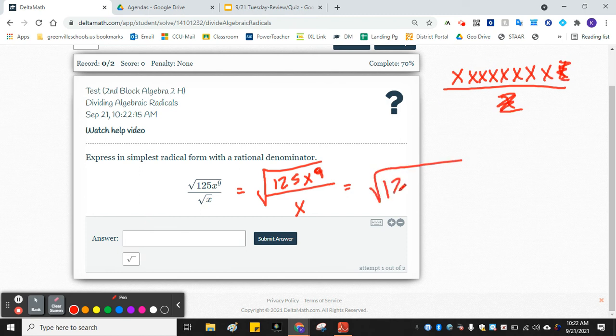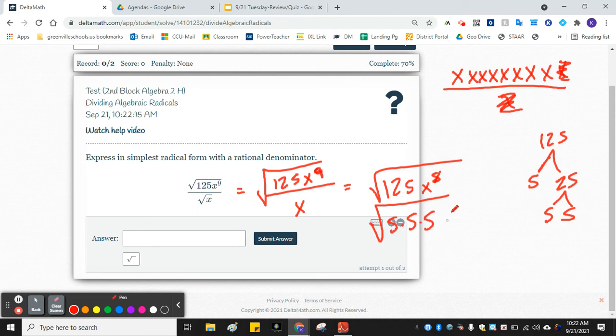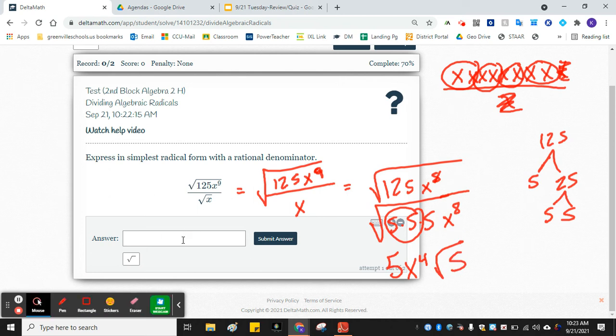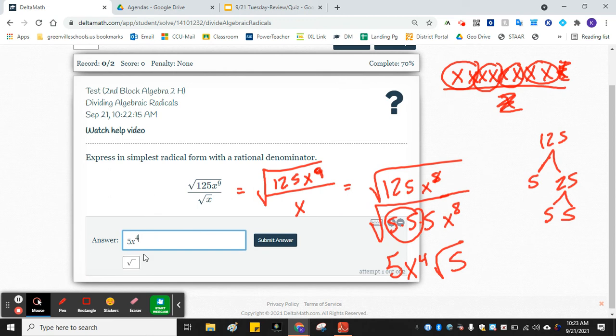So I'm taking the square root of 125x to the 8th, and 125 is 5 and 25, and 5 and 5. So we have 5 times 5 times 5 with 8 x's. I'm not going to write them all out, they're all up here. So if I group them in 2s, I have exactly 4 come out, 1 five and a 5 left underneath. So we have 5x to the 4th square root of, make sure it's not in the radical, square root of 5.